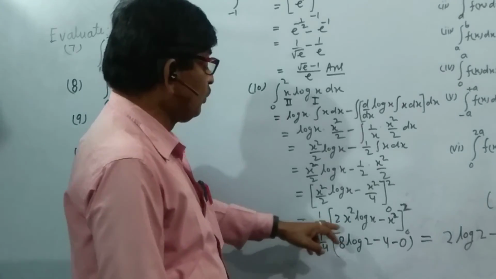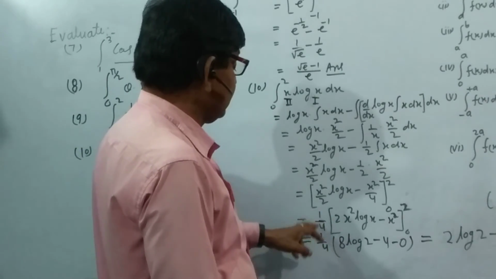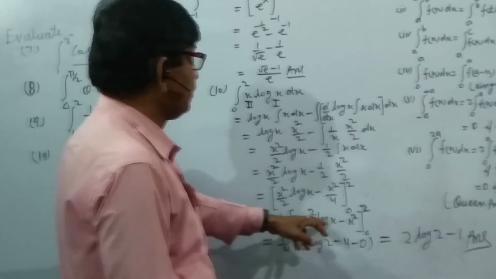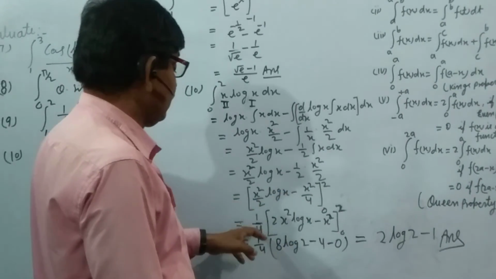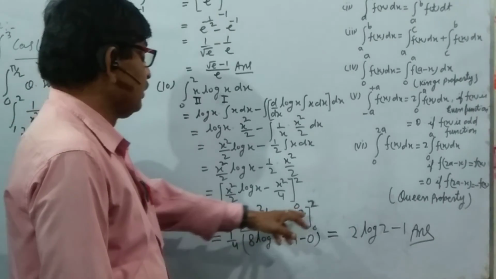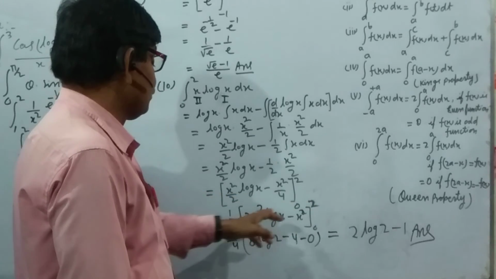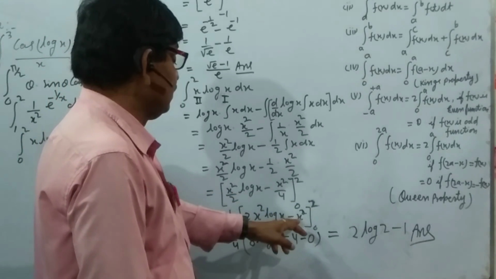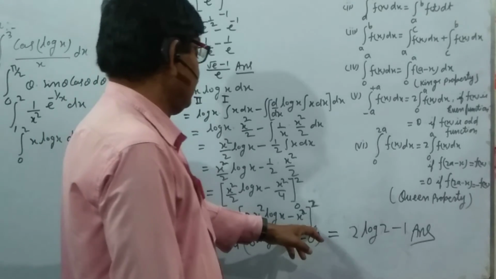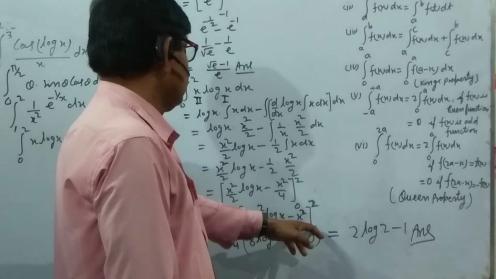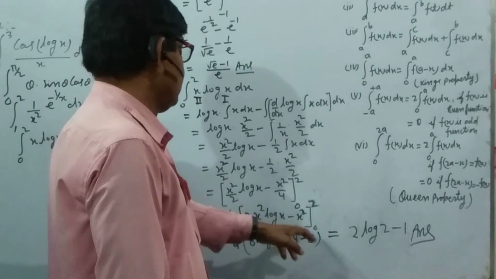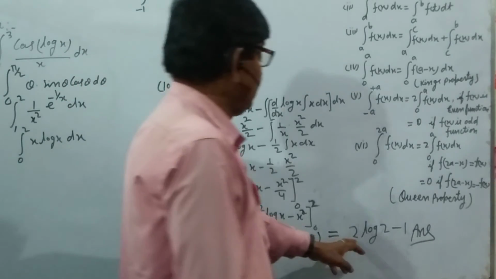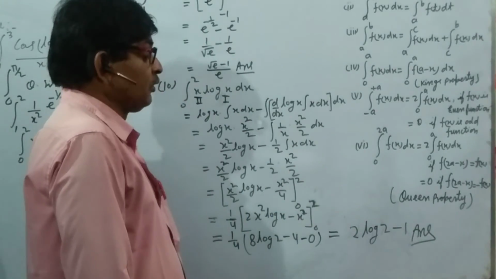Alternatively, we take the common 1 by 4, so that 1 by 4 of 2 x square log x minus 1. Now putting the upper limit x is equal to 2, 2 to the 4 is 8, log 2 minus 2 to the 4, and minus x is equal to 0, this is 0, this is 0, so that 8 log 2 minus 4 divided by 4, this is equal to 2 log 2 minus 1, answer.